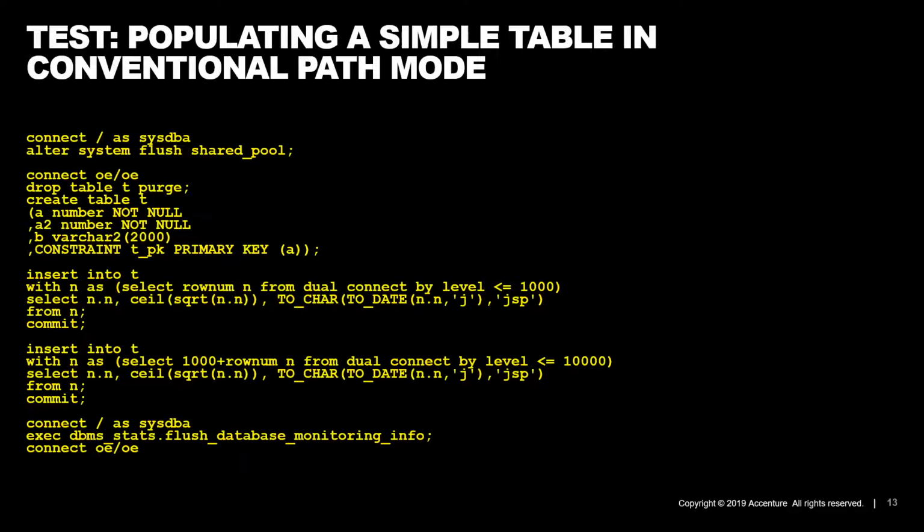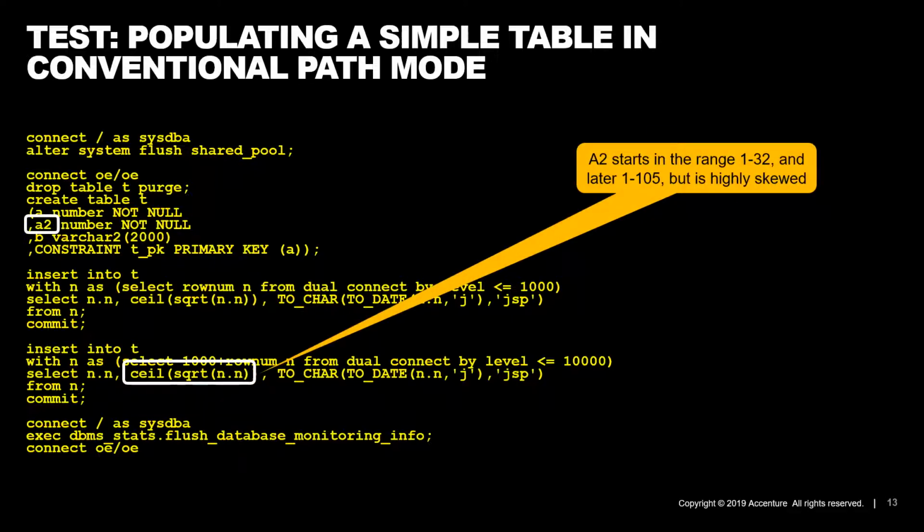Each test will look very similar. I'm going to build a simple table. Column A is the primary key. Its contents is uniformly distributed. I'm going to put 1,000 rows into it, and then I'm going to put 10,000 rows into it. Column A2 is a deliberately skewed column. I've used a square root function. So A2 starts in the range 1 to 32, but later it's going to be in the range 1 to 105. So we'll look at what happens with skewed data in particular. And then at the end, I'm going to flush the monitoring information so that I can see the real-time statistics.